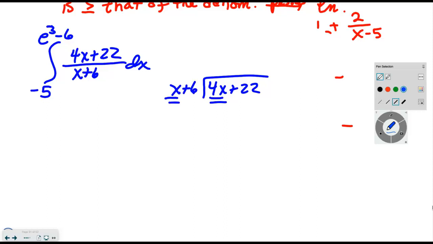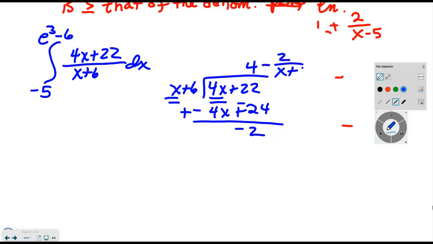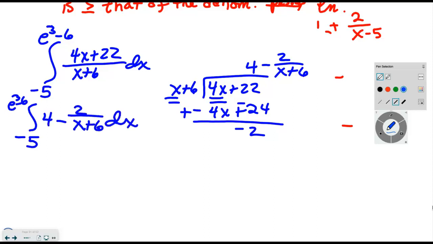4x divided by x is 4. It's right at the end of the line. 4x plus 24. I subtract the two levels or add their opposite. This is algebra 2, which is why I'm going so fast. Okay? So I would have 4, and then I'm going to have a minus 2 over x plus 6. That's my new integrand. So back to my old integrand, I'm going to replace you with something much easier to integrate. Like almost in my head. I don't need to write anything down to integrate it now.